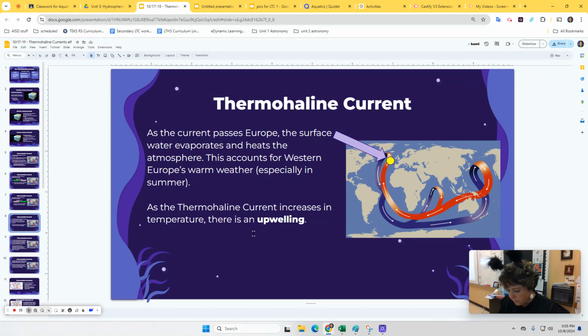Let's see. As the thermohaline current increases in temperature, there is an upwelling. And we said that an upwelling is when cold water from the bottom comes up and it brings all the nutrients with it.